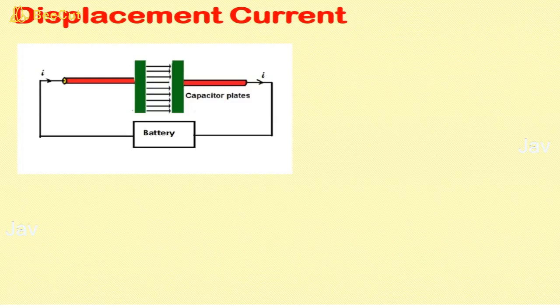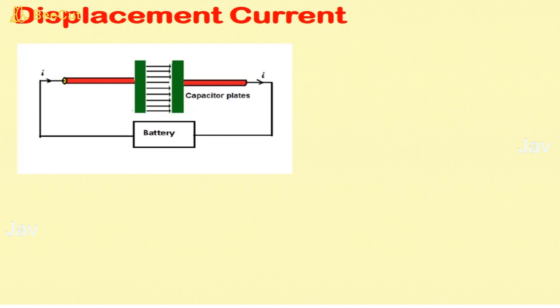Displacement current. Consider a circuit containing a capacitor and a battery. When the battery is switched on, let a current I flow through the circuit. We know current produces magnetic field.